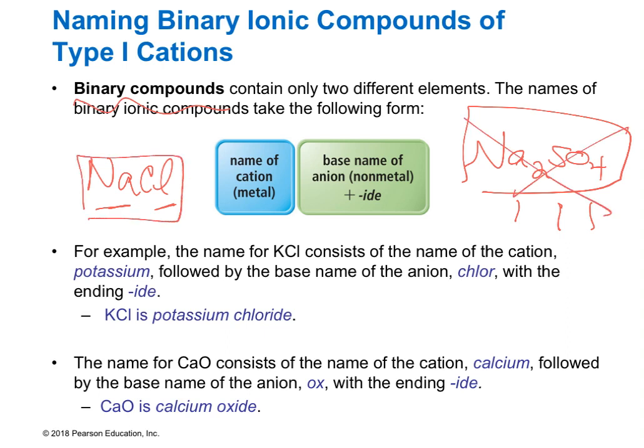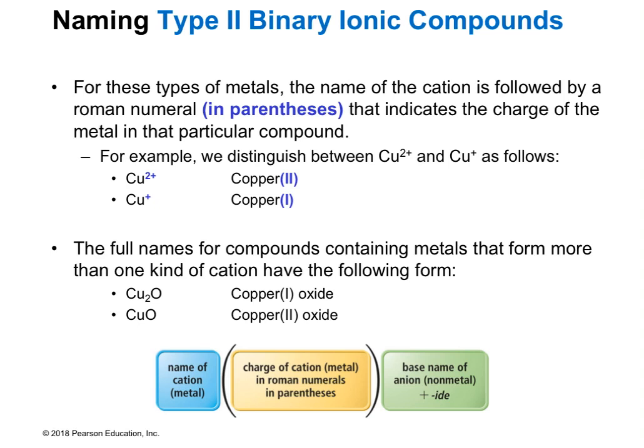So if we have simple binary ionic compounds, as I said before, always start by naming the metal first, potassium in this case, okay? And then name the anion or the nonmetal last, but change the ending of it to the suffix IDE. So this is potassium, same name as the element, and then chloride. And CaO is calcium oxide. So pretty simple.